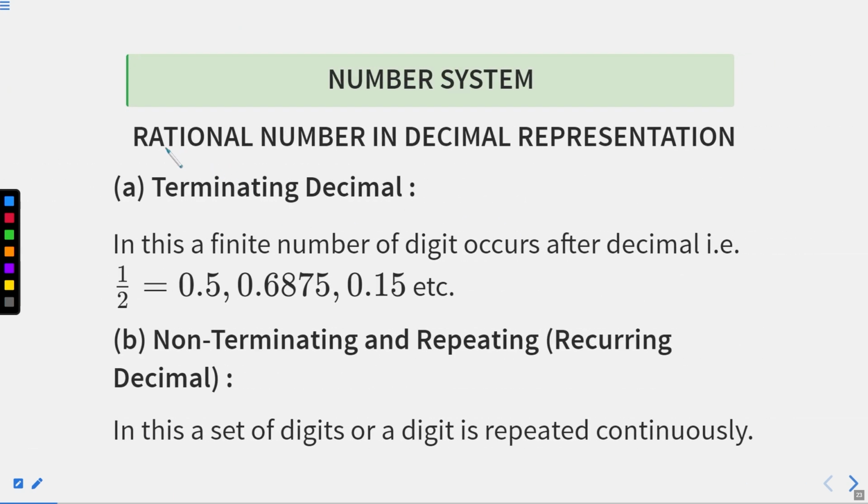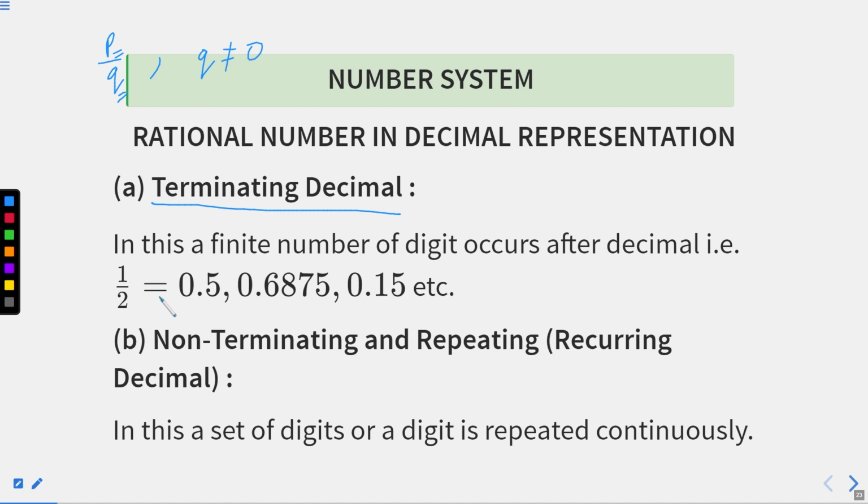The first subtopic is rational numbers in decimal representation. We already know the rational numbers are of the form p upon q, where q must be a non-zero integer and p and q both are integers. There is another way of defining rational numbers: if we are given a decimal form, and the decimal form is terminating, then it is a rational number.